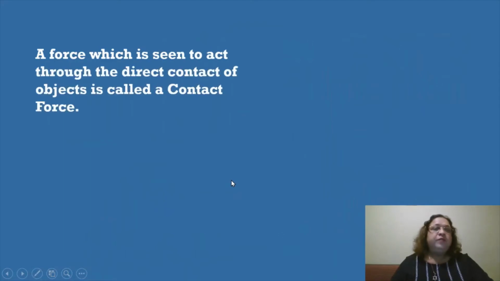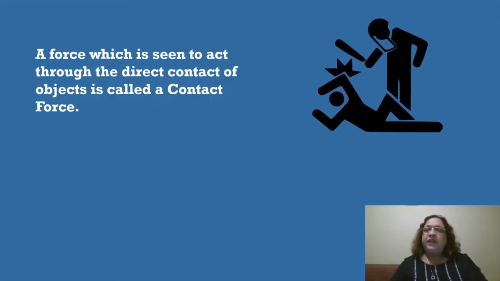So, we come to the definition. A force which is seen to act through the direct contact of objects is called a contact force. So, something like this, when a man is hitting someone or pushing that person down, he has to do it with contact. Only when he punches him will he fall down. So, he is in direct contact with the other person. So this kind of force seen to act through the direct contact of objects is called a contact force.